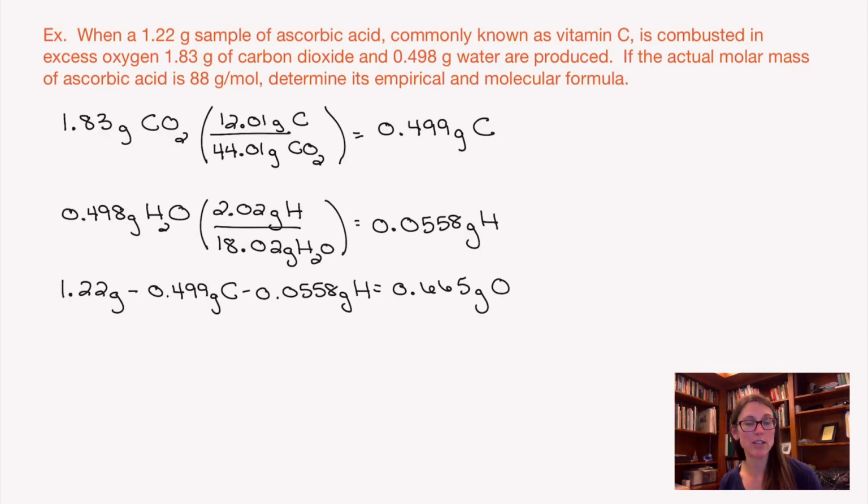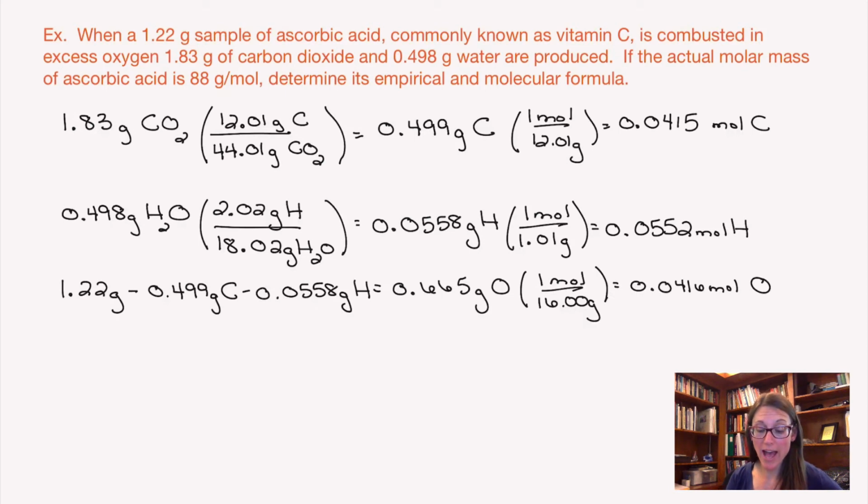So all combustion analysis is a different way to find the grams of the elements that were present to start with. Once you've found grams, we're going to finish our empirical formula process. We're going to convert from grams to moles. And then once we have our moles of each of those elements, we can divide by the smallest number to find the ratio.